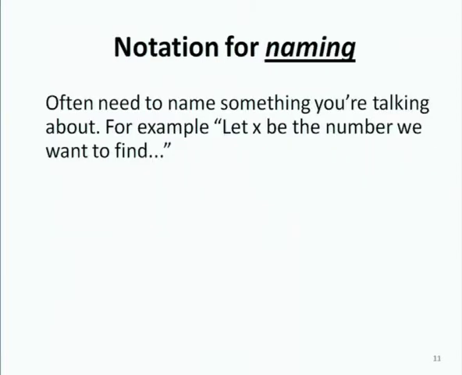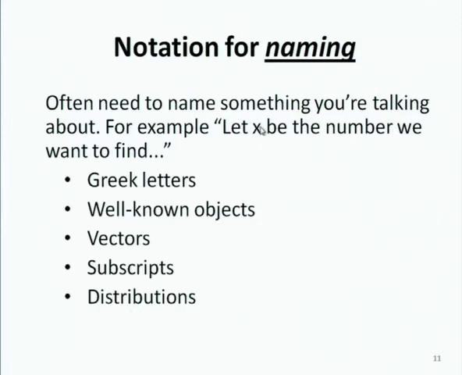So, notation for naming. So often in maths you need to name something that you're talking about. A classic example is let x be the number we want to find. So what we've done is we've used the letter x to give a name to the number that we want to find. Okay? So if your notation is simply just giving a name to something that doesn't currently have a name, that's what it's for. It's so that you can make it easier to talk about it. Since you've called it x, you can now say, well, x plus 1 is equal to whatever it is, or x squared minus 3x. So once it's got a name, you can start writing maths about it.